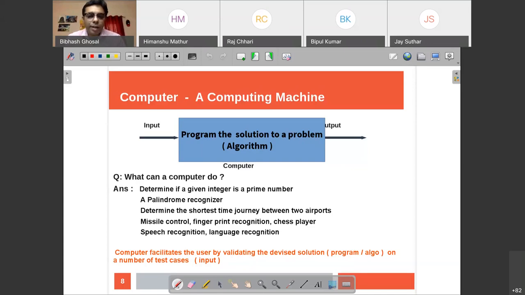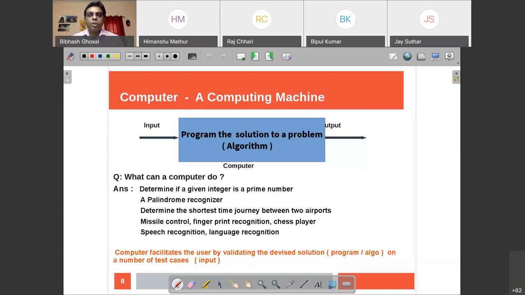Well, it can determine if a given integer is a prime number. Given a string, it will be able to determine whether it's a palindrome. Given a number of cities and the cost to travel, it can give you the solution for the shortest time for travel between two cities. What is the path that you should take so that you can travel between two cities in the shortest possible time? You can use a computer to control your missile.